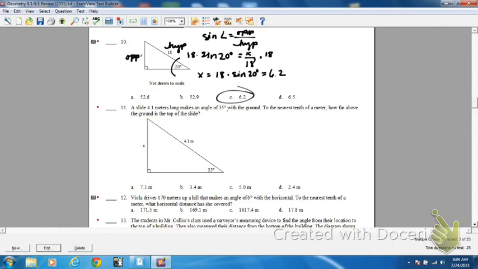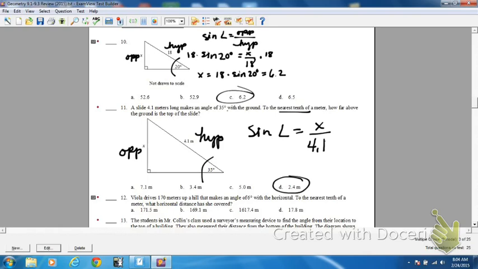Number 11, it looks like a little word problem, but really we're just focusing on that triangle, and we want to find x to the nearest tenth this time. We have opposite and hypotenuse. So again, you're going to use your sine function. Sine of the angle is x over 4.1. And number 11 is D, 2.4 meters.